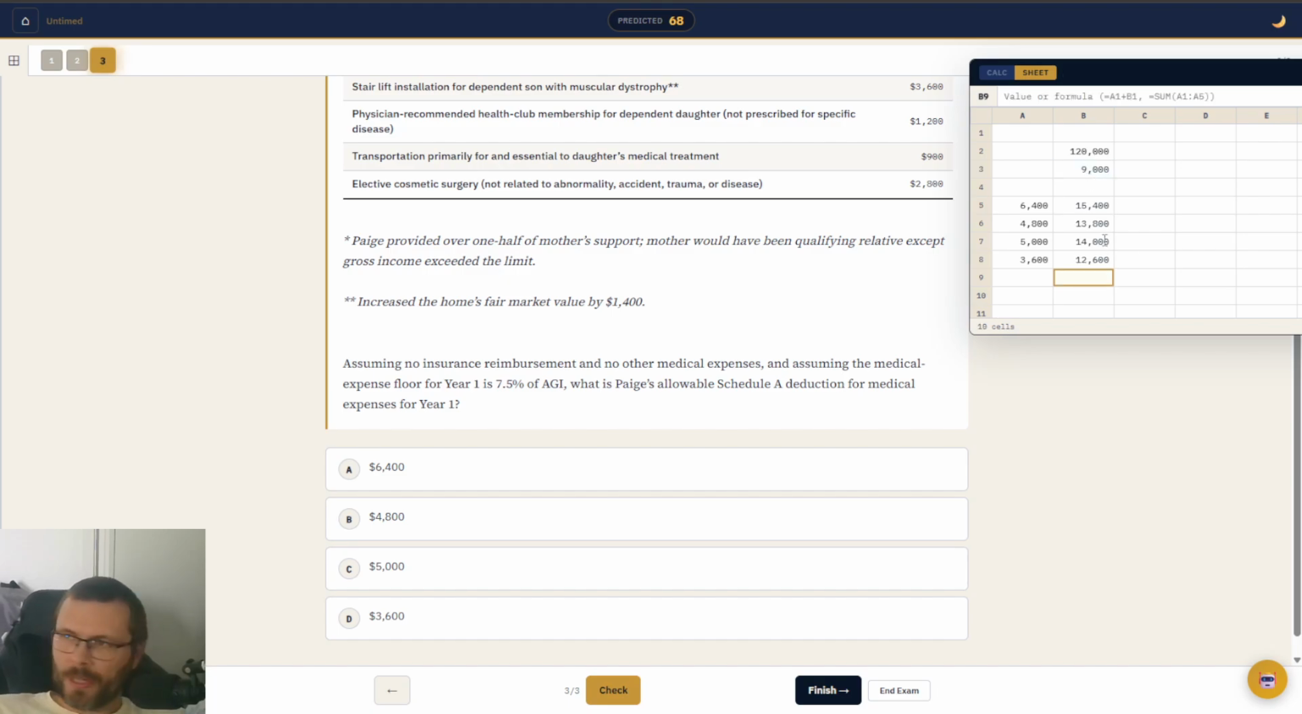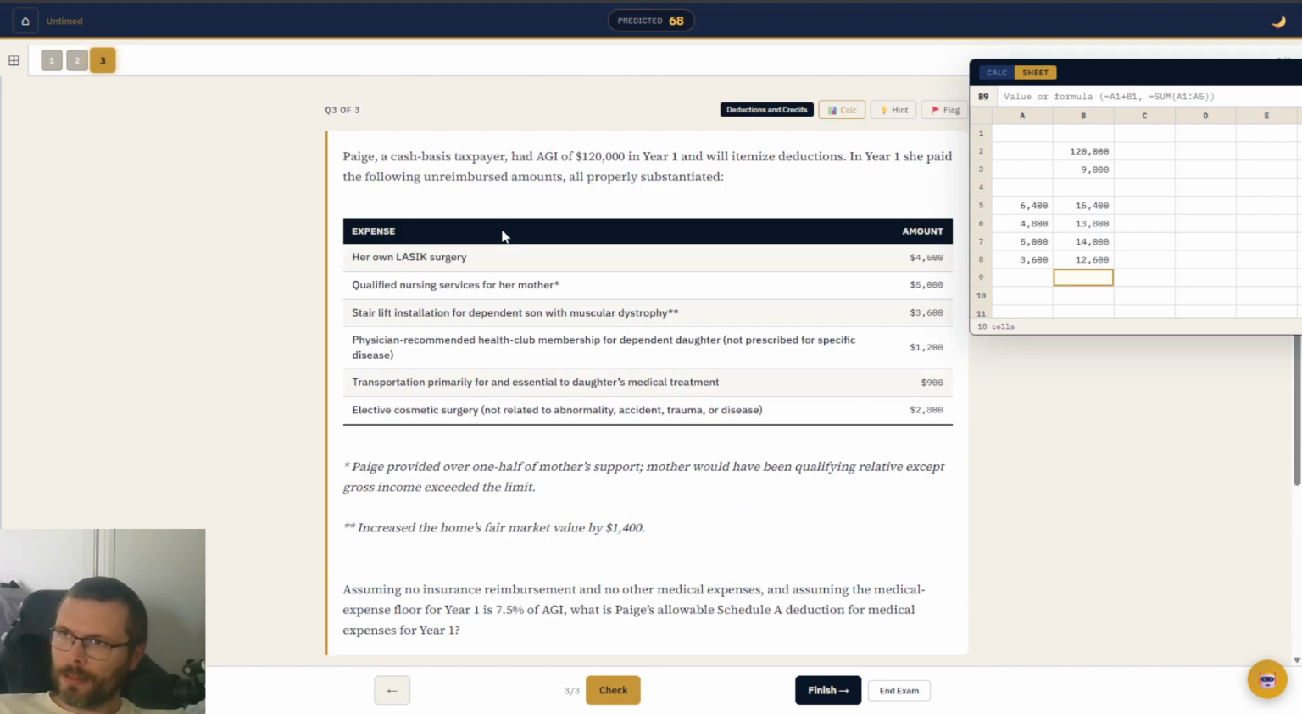When you go to add up each of the expenses, you're looking for this amount here: 15,400, 13,800, 14,000, 12,600. And then I'm guessing we're going to need to go through each expense item and determine whether it's an allowable Schedule A deduction or not. So let's go through here. Let's just type them all in.